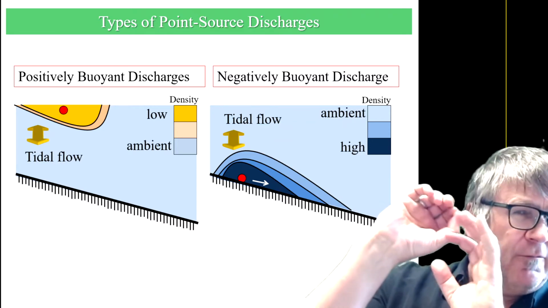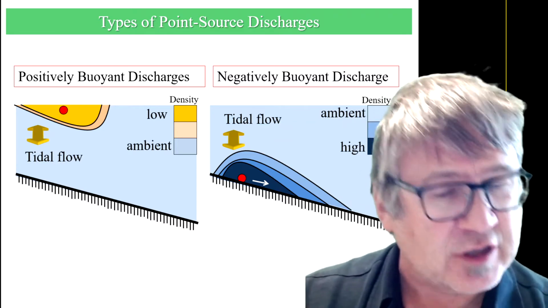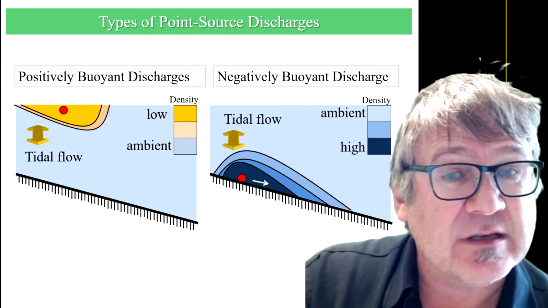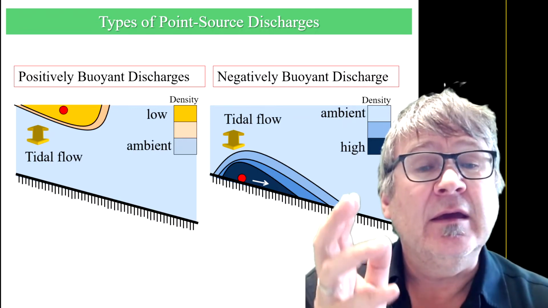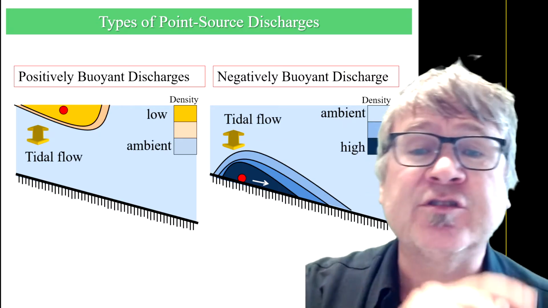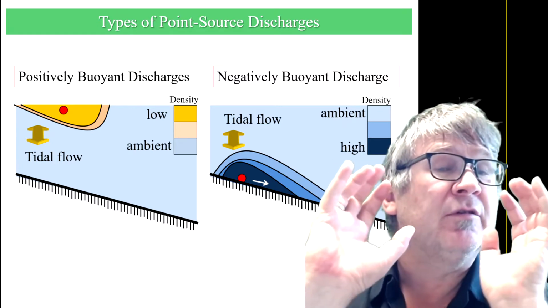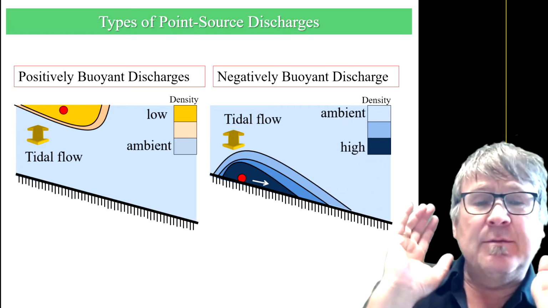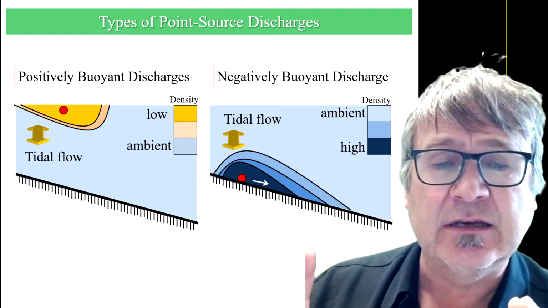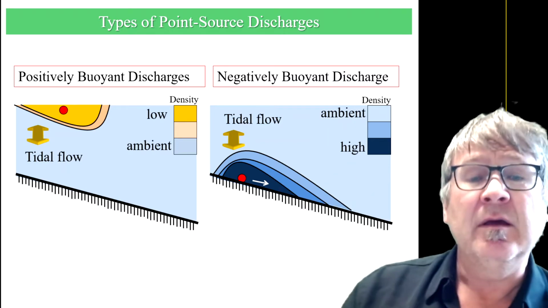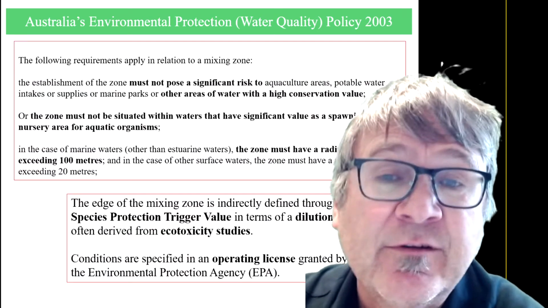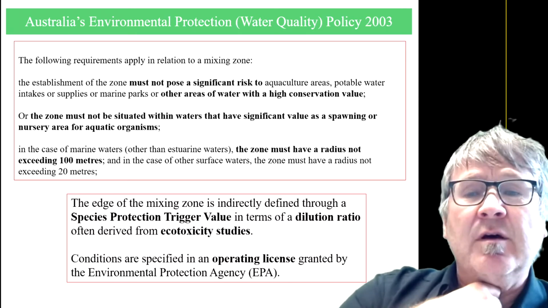So now before we focus on a particular type of this discharge, which is a desalination discharge of brine, of hypersaline water, let's have a look at the environmental policy, the water policy in Australia, just so that you get an idea of what is actually the permitted limit, or what distance can you actually pollute, according to the regulation. So let's have a look at Australia's Environmental Protection Policy 2003.